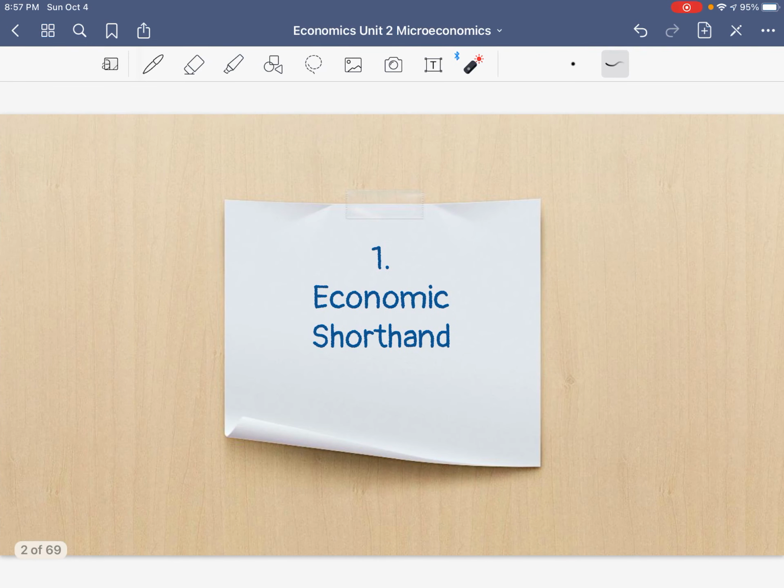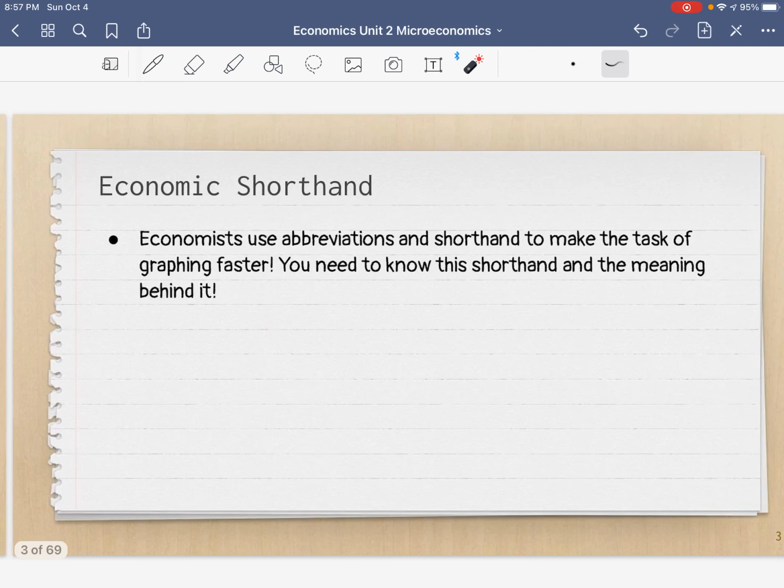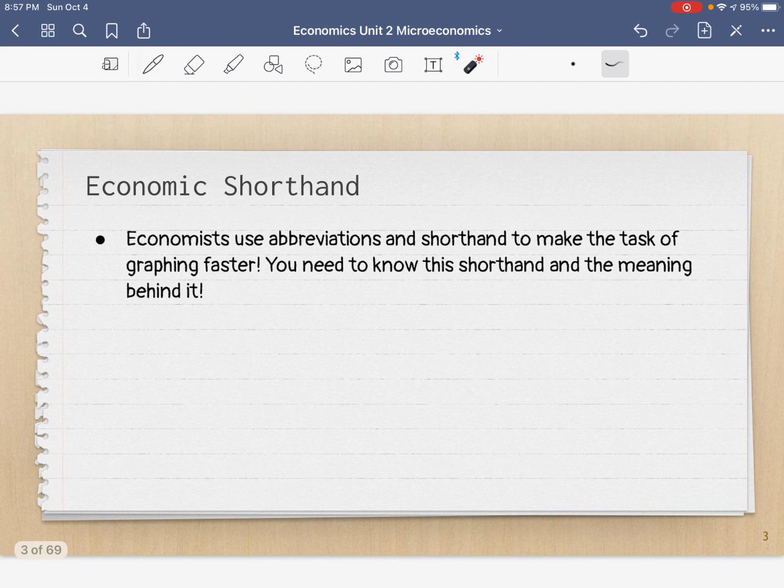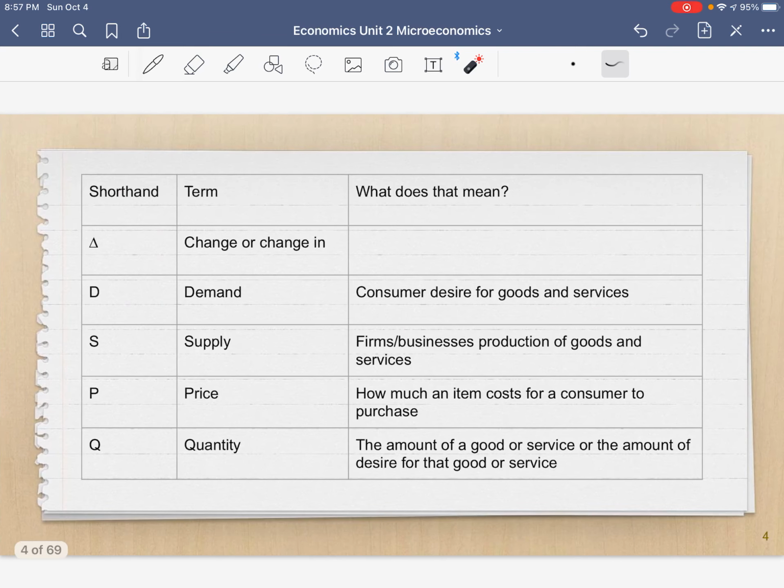Before we begin learning about actual microeconomics, we have to know some shorthand, and shorthand just means instead of writing out the whole thing, we write a little bit of it. So economists use abbreviations to make the task of graphing faster. We're going to be graphing a lot this unit, and you need to know what these things mean and the shorthand for it so that you can graph quickly as well, and you understand what my graphs mean. So let's go over what each of these things are.